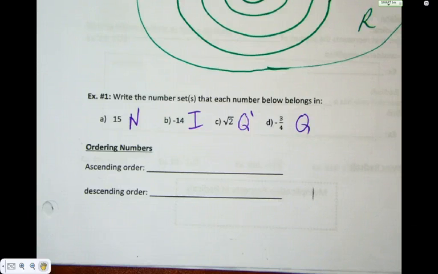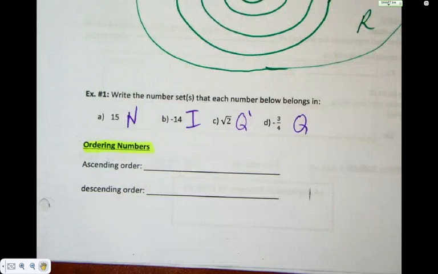Second thing we're going to do today is called ordering numbers. And again, you did this last year. We're just adding in cube roots. Quick little review. What does ascending mean? What does descending mean? Somebody gets it wrong every year in the exam.